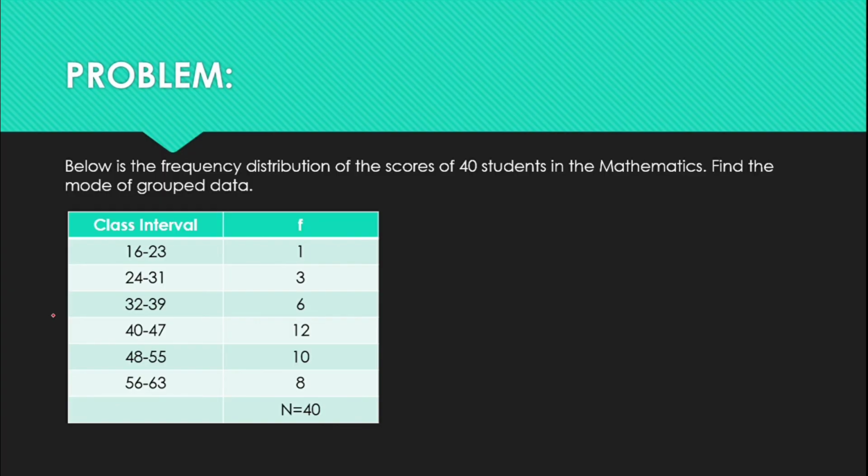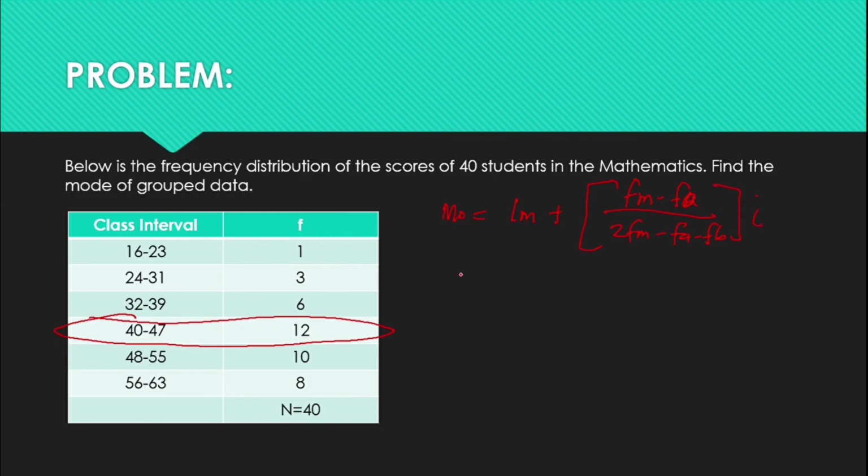First, we are going to locate the modal class. This is the modal class because this is the class interval which has the highest frequency. Next, find here the formula. This is the formula: 2FM minus FA minus FB, over, times the interval.